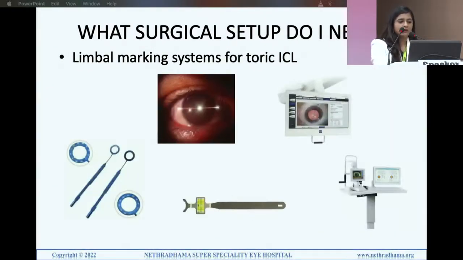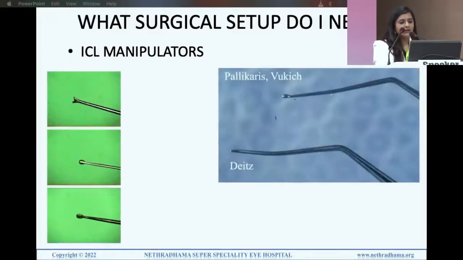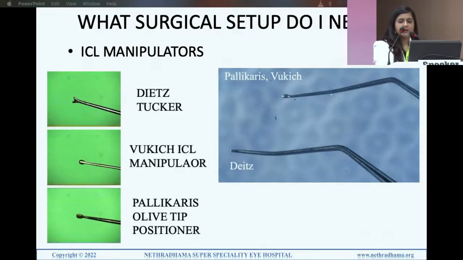So, coming to what surgical setup do you need? Limbal marking systems were again spoken about. The markers and the automated limbal marking systems. And these are the extra instruments that you may need for the actual manipulation of the ICL. So you have the Dietz Tucker, you have the Vukic manipulator, you have the Palicaris olive tip positioner, etc.